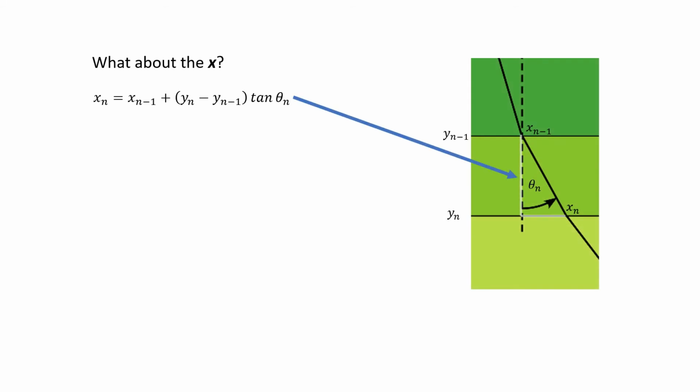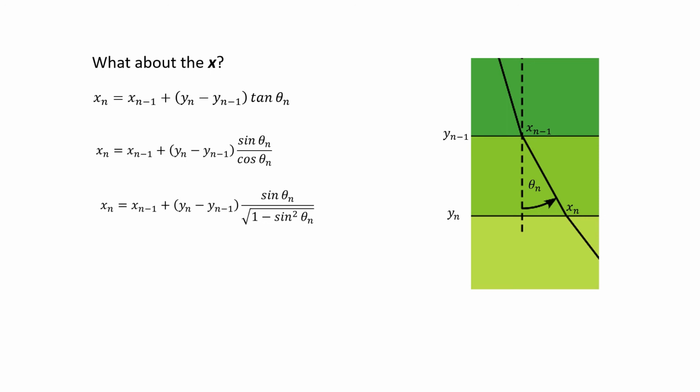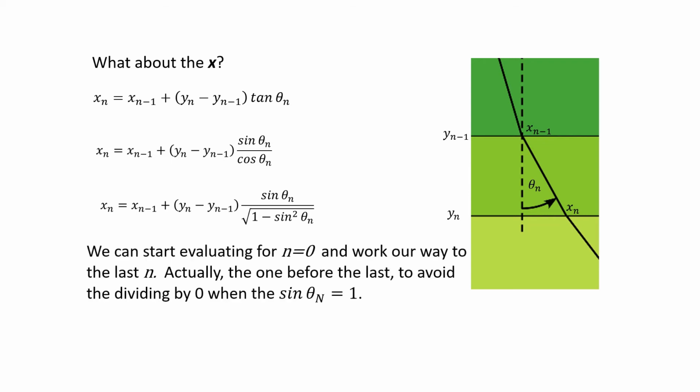What about x? The value of x at level n is that of the previous level plus the increment of x, which is the increment of y multiplied by the tangent of theta. Replace now the tangent for the sine over the cosine. And since we have all the values of the sines, it is convenient to express it in terms of the sines only. We can start evaluating for n equals 0 and work our way to the last n. Actually, the one before the last, to avoid dividing by 0 when the sine of theta equals 1.